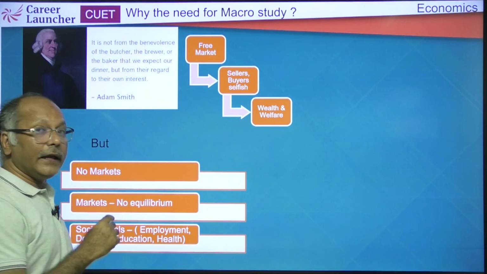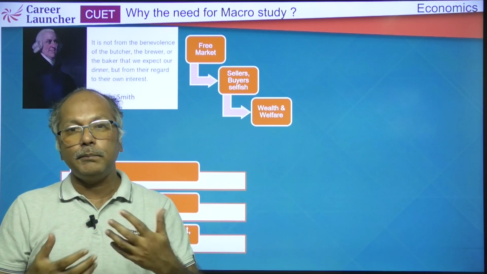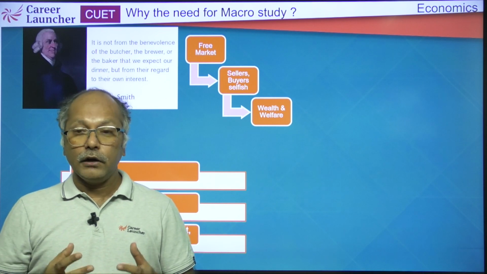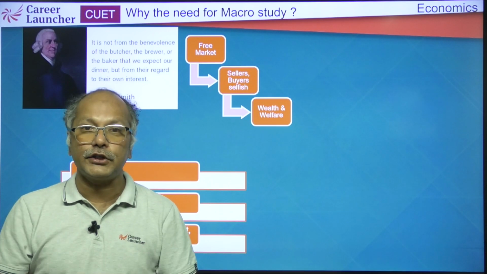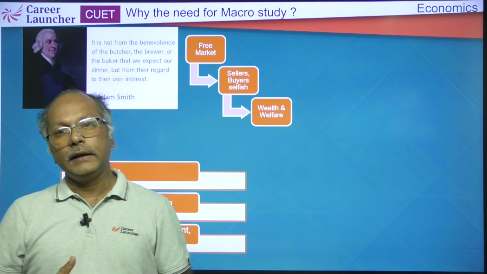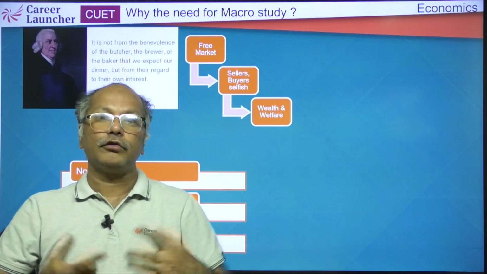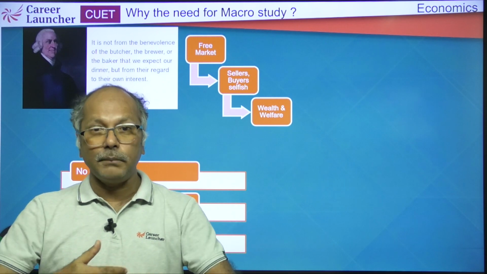Even if the markets do establish themselves, maybe there's no equilibrium that is happening. So there might be instances where the government or the state will have to come and establish some equilibrium. For example, there could be a demand but there's no supply, right? Or there could be excess supply but there's no demand. So somebody comes into the picture.